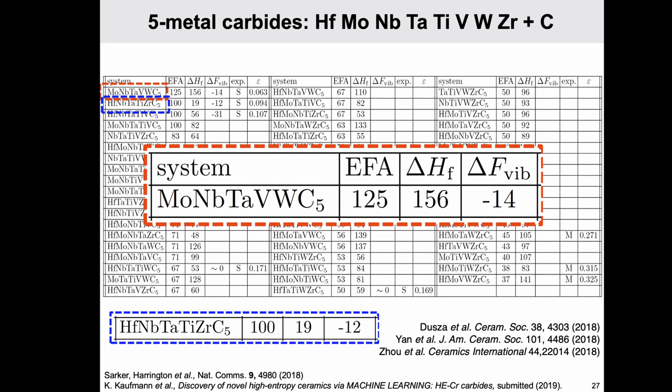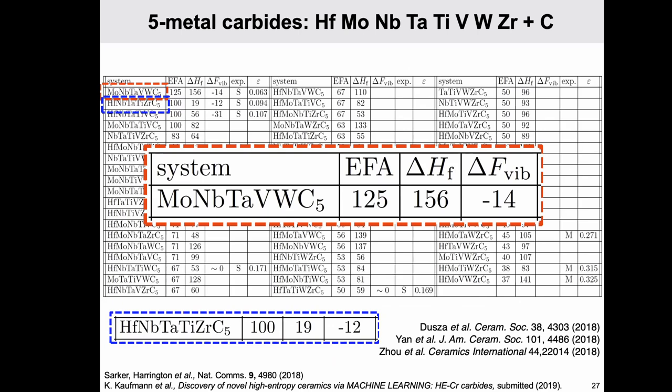However, the most important compound is this one: molybdenum, niobium, tantalum, vanadium, tungsten carbide. Because in this one, the molybdenum carbide and the tungsten carbide, I'm missing some information here, it's okay, don't worry, are actually not rock salt. If you were following pure experimental intuition, you would never guess to mix a rhombohedral/hexagonal carbide and an orthorhombic carbide with a rock salt carbide and hope that they become rock salt.